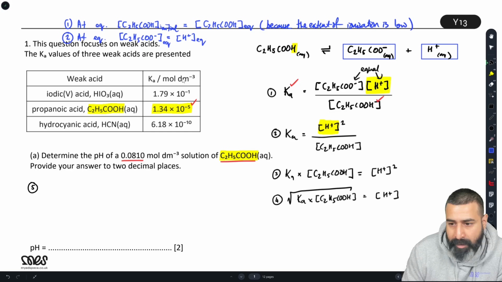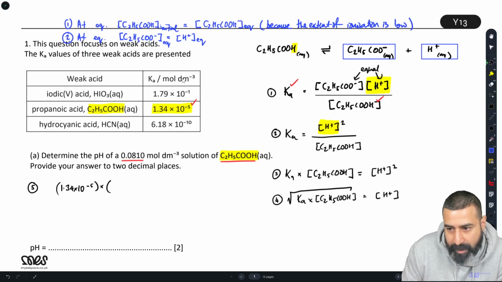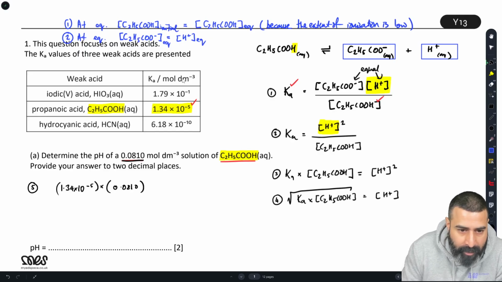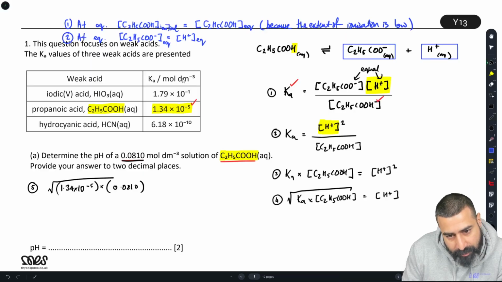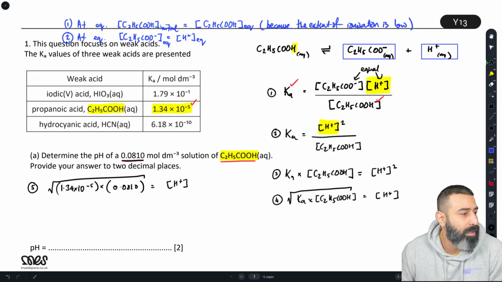Okay, do all the rearranging without the numerical values first, then substitute the values in, and we'll do that in number 5. So we know what Ka is. It's 1.34 times 10 to the minus 5 multiplied by the concentration of acid that we started with. It's 0.0810. And then what we're going to do is take the square root of all of this, and that's equal to my H plus concentration.